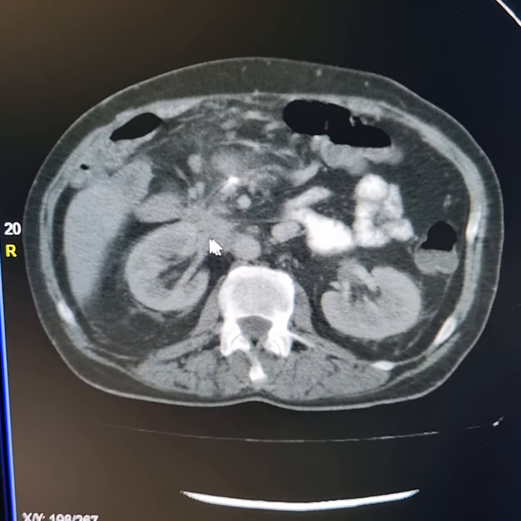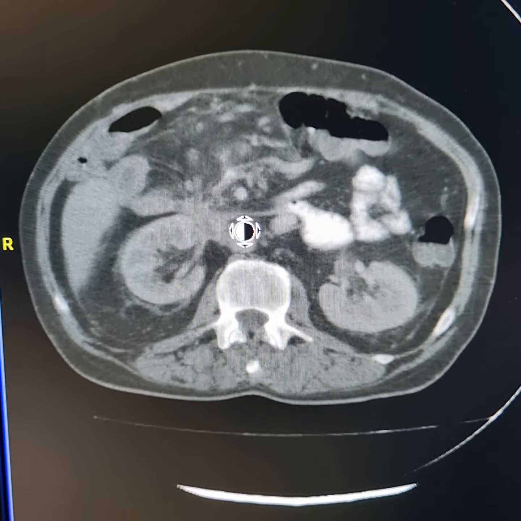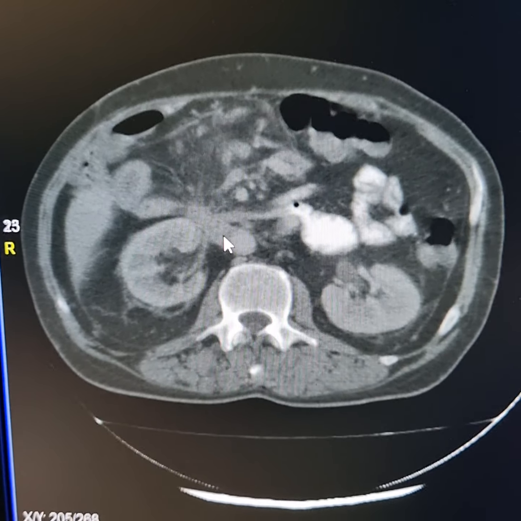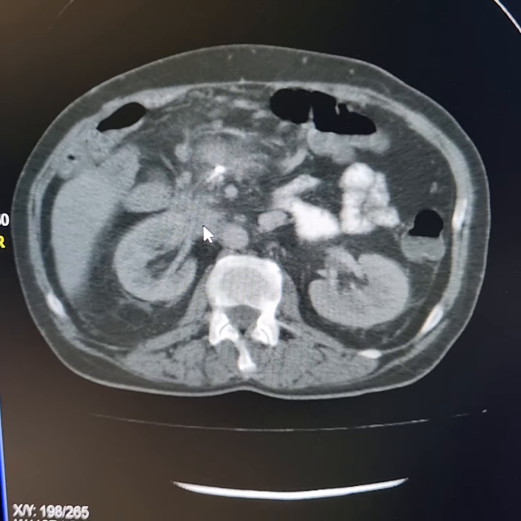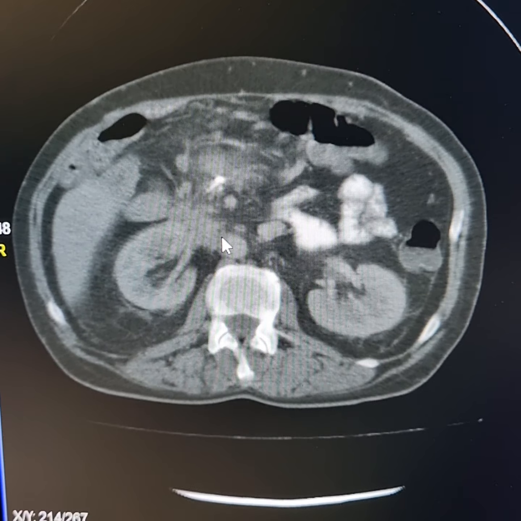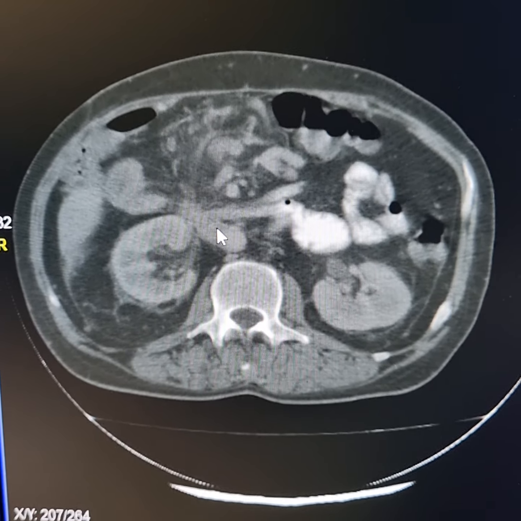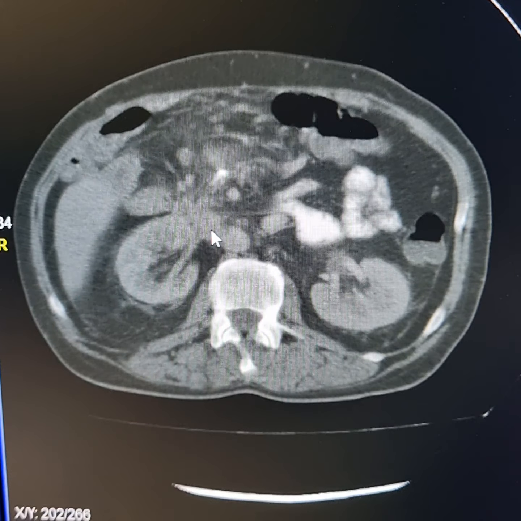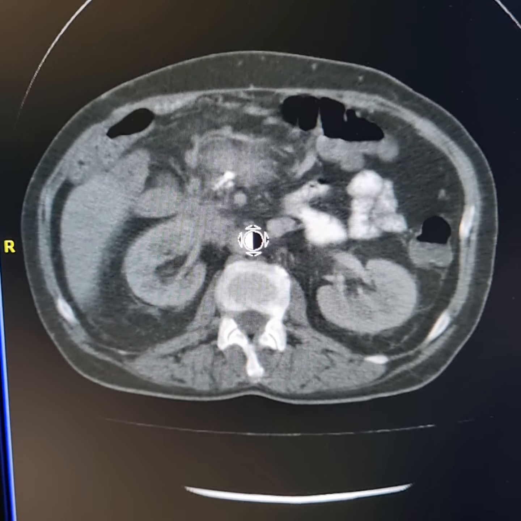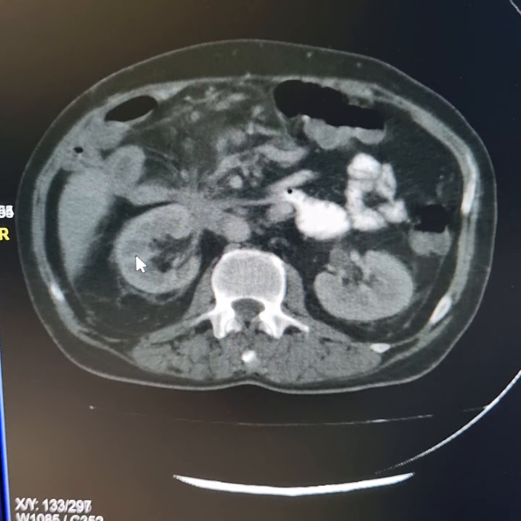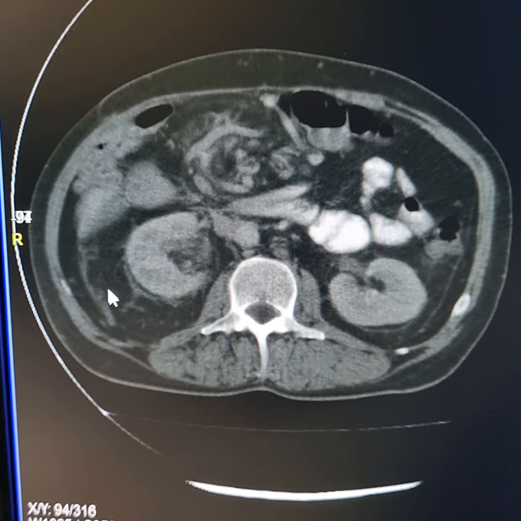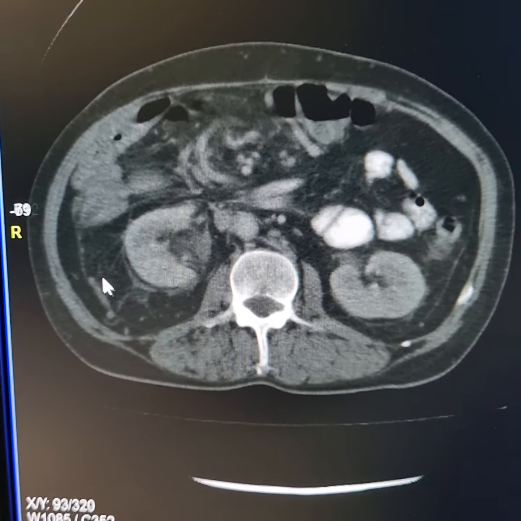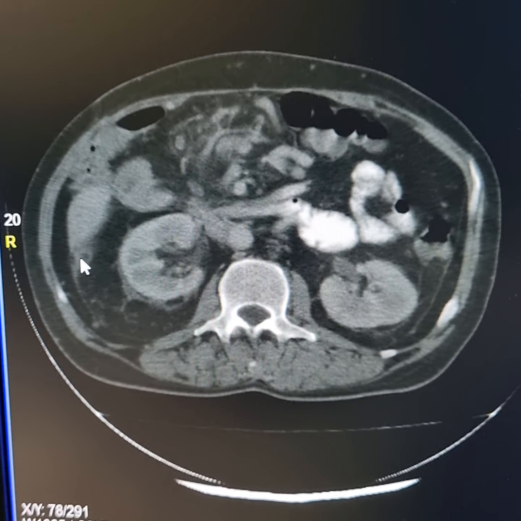Now please observe, this is the right kidney here. Since the mass has involved the right renal vein and its lumen is markedly narrowed, and the lumen of the inferior vena cava in this region is also almost obliterated, there is venous congestion, so there is increased density of the perinephric fat. Pararenal fascia is thickened.